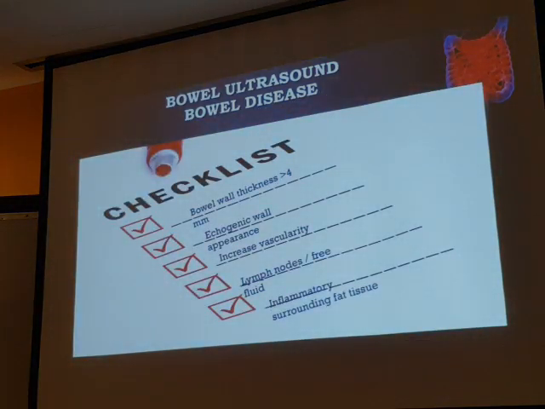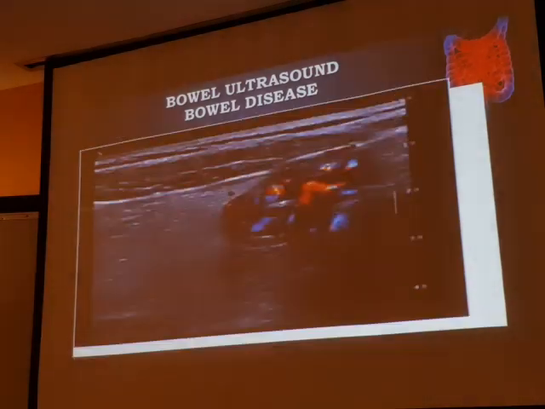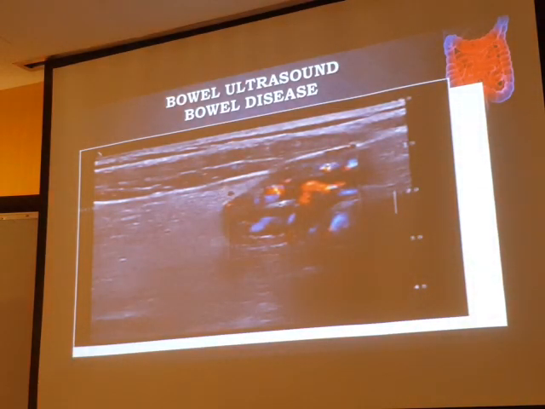The final thing is inflammatory surrounding fatty tissue. The body produces fat when you have inflammation. This fat is a sign there is something wrong in the bowel. So we are seeing the bowel, we measure the thickness, we put the color, and we look for the lymph node, free fluid, and fat surrounding. So our case is closed. We have inflammatory bowel disease.